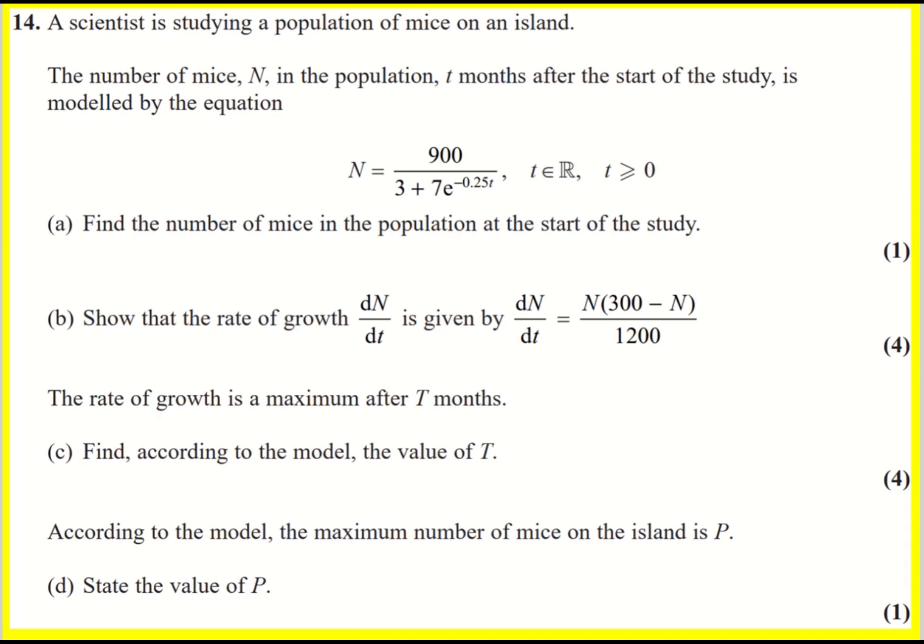It's a differential equations question, except we're actually given the solution to the differential equation and we're being asked to get back to it at a later point. But let's just start with this. n is the number of mice in the population, t is the number of months after the study, and we're asked to find the number of mice at the start of the study. So that is going to be when t is 0. So I'll get n is equal to 900 over 3 plus 7 times e to the 0, which is just 1. So it becomes 900 divided by 10, 90.